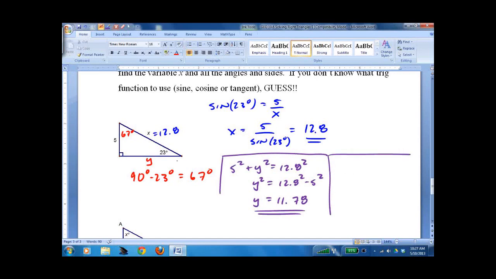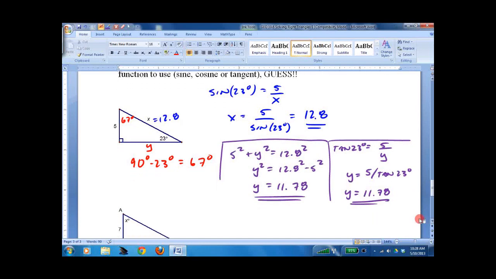cosine, or well, let's use tangent. Tangent of 23 degrees equals opposite over adjacent. Y equals 5 divided by tangent of 23 degrees. Y equals 11.78, which of course is the same answer. So you can do it either way. Pythagorean theorem, thag it out, or trig, use any ratio you want. You'll get approximately the same answer.